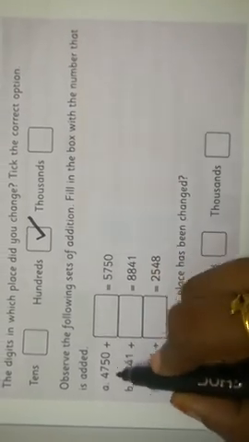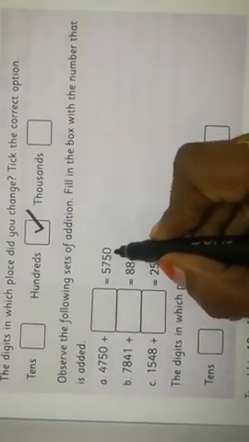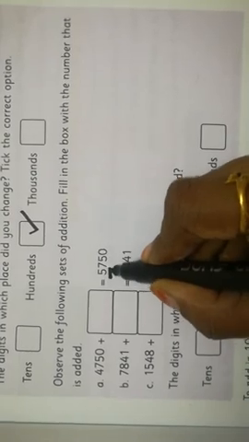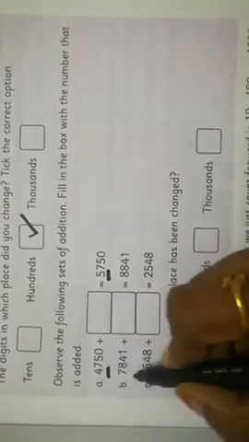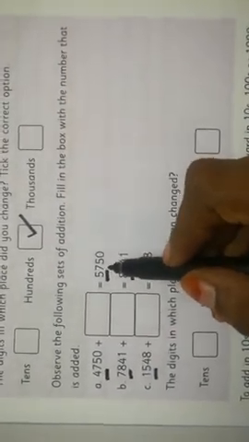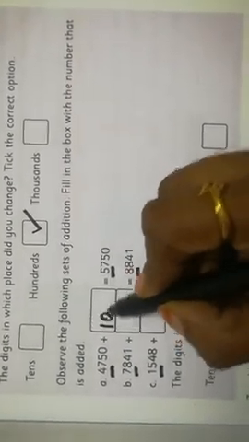See the first number, 4,750. We are getting the answer 5,750. Which place has been changed? Yes, the thousands place is changed. See the thousands place of all the numbers. The thousands place is changed, so what number do we have to add? Yes, very good. 1,000.